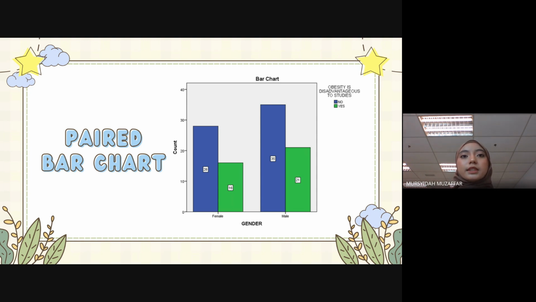And for the male students, 35 said they don't believe obesity affects studies, but 21 male students said yes. As we can see, there are slightly more male students who believe obesity affects academic performance, but in both genders, the majority said they do not believe that obesity affects studies. To sum up, both female and male students show low awareness and there is no strong difference between them.